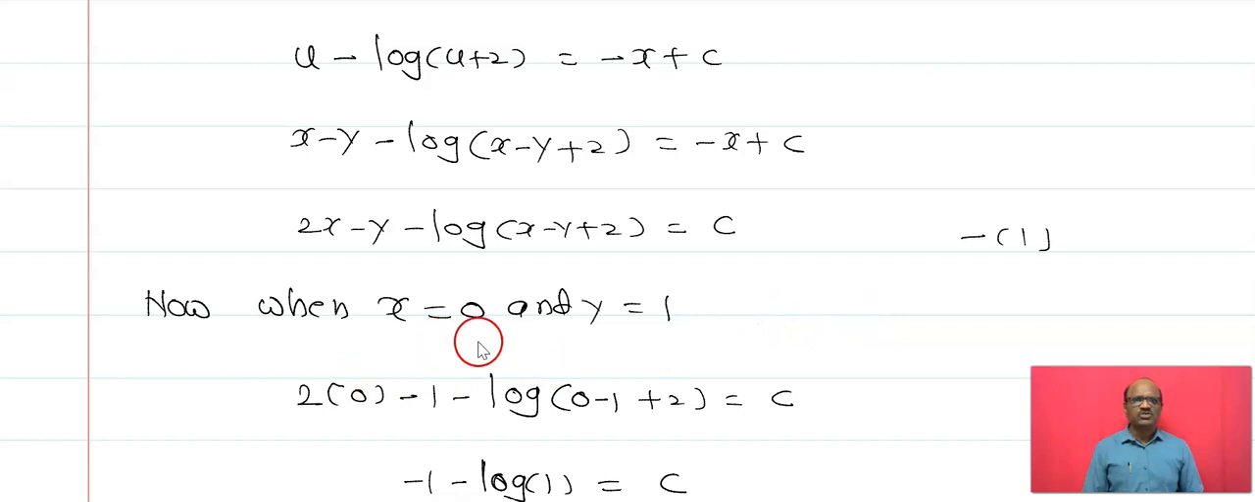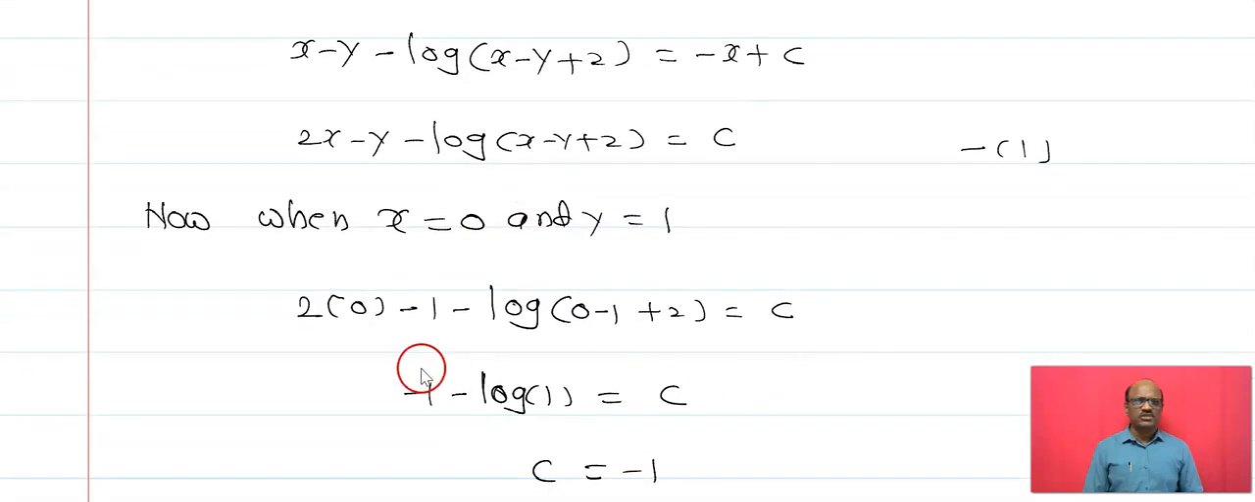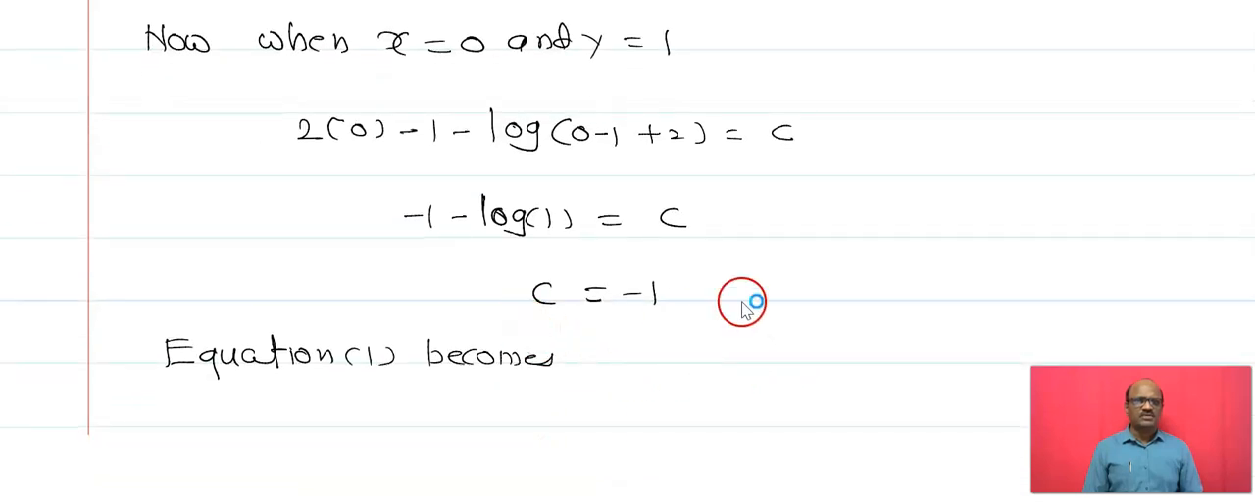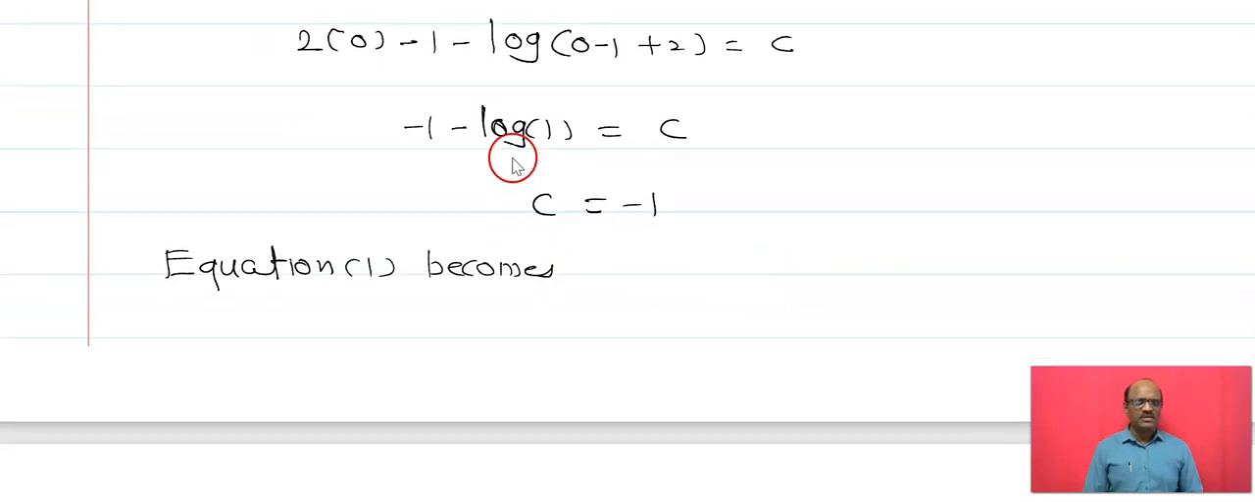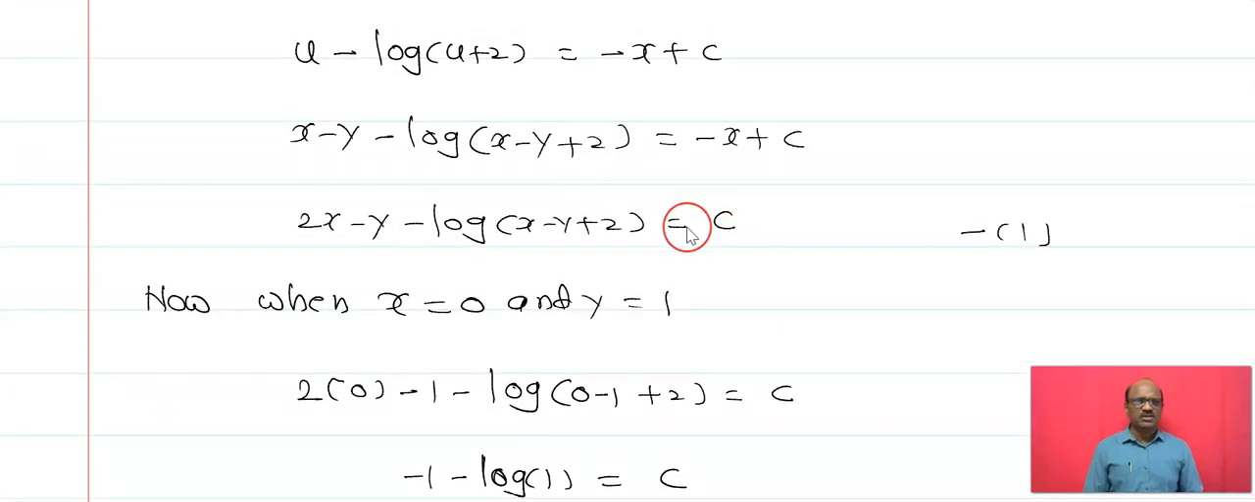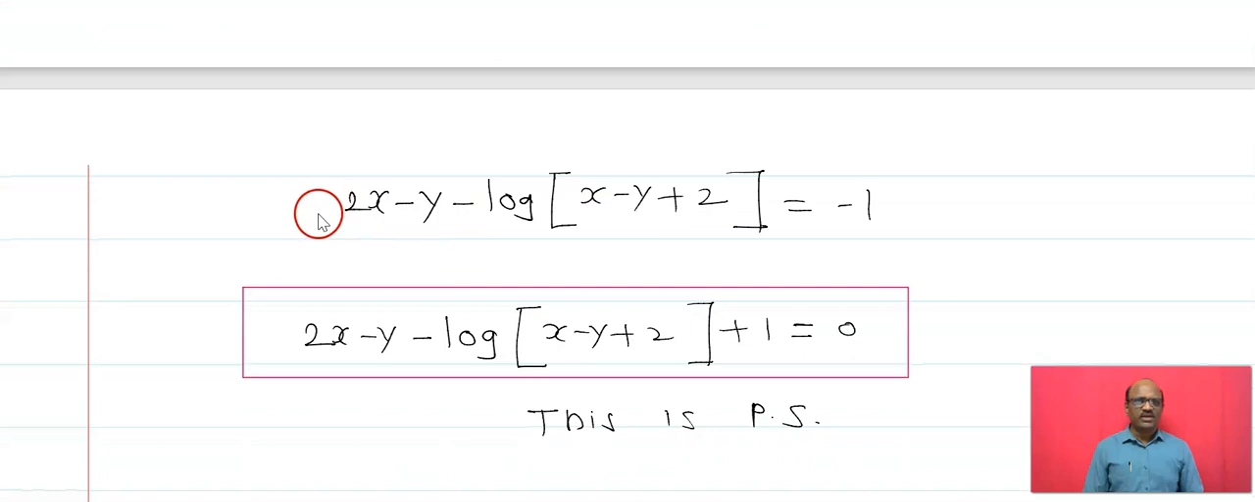Now when x is equal to 0 and y is equal to 1, put this in this equation. That is 2 times 0 - 1 - log(0 - 1 + 2) = c. Therefore, overall you will get -1 - log 1 = c, and therefore c is equal to -1, as the log of 1 is 0, and that's why the value of c is -1. Put this value of c in equation number 1.